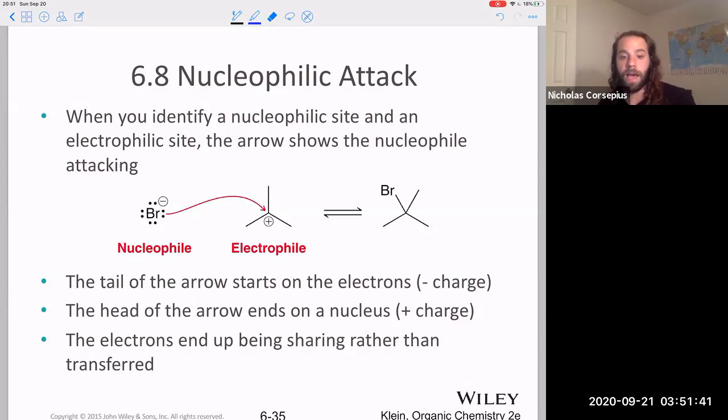So the tail of that arrow starts on those electrons, on that nucleophile, and the head of the arrow ends at the electrophile. And this is going to be bond formation that's occurring here. Okay, so this is nucleophilic attack, right? When you have your electron-rich species attacking that electron-poor species.